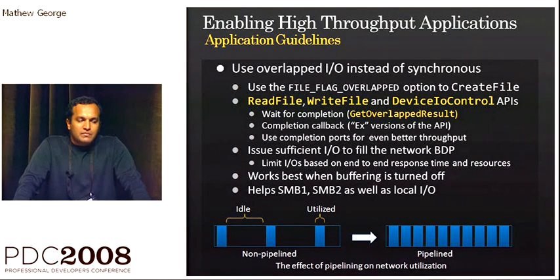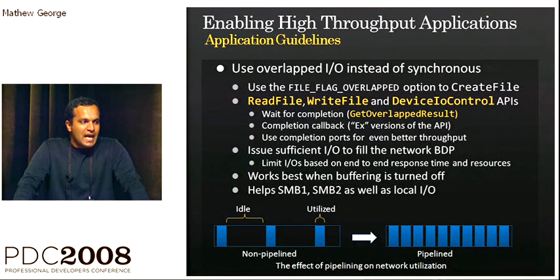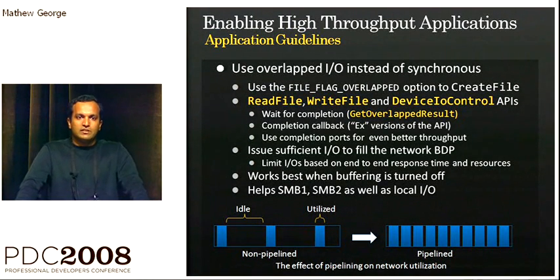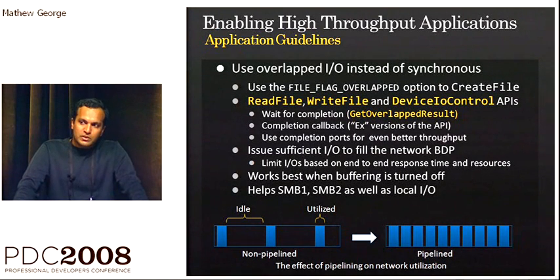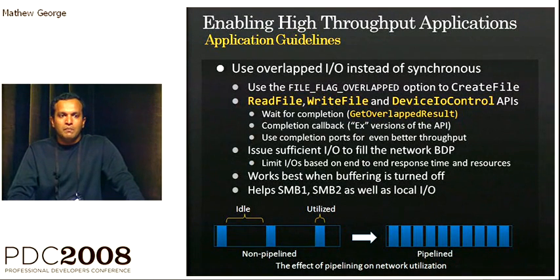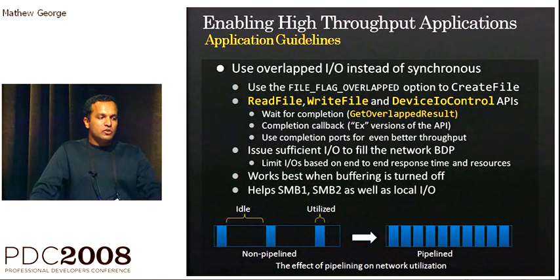And the ReadFile, WriteFile, and the DeviceIoControl calls do support overlapped I/O. So the key thing is you open the file using the FILE_FLAG_OVERLAPPED option, and then use the ReadFile and WriteFile APIs, and you can issue as many I/Os as you want, and then eventually you wait for completion of these APIs using GetOverlappedResult. Another option is actually to use the EX versions of these APIs. So you have ReadFileEx and WriteFileEx. They even support a completion callback, so it'll call you back when the operation is done. And if you want even higher throughputs, you can use completion ports. So if you look up MSDN, you'll see completion queues and completion ports. These give somewhat higher throughput.